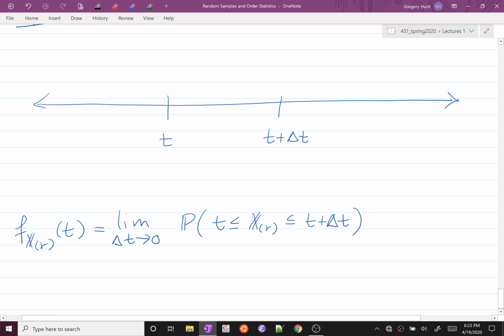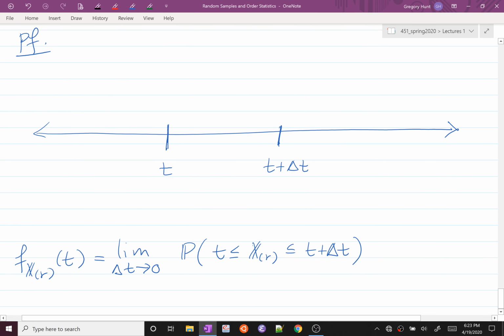It's like, look at this interval from t to t plus delta t, and if I shrink delta t to 0, I shrink that interval, and the probability of being in the interval in the limit is going to give me my PDF. So what's the probability I'm in that interval? It depends on the underlying distribution, right? So if X sub r is somewhere in here, so this is X sub r.